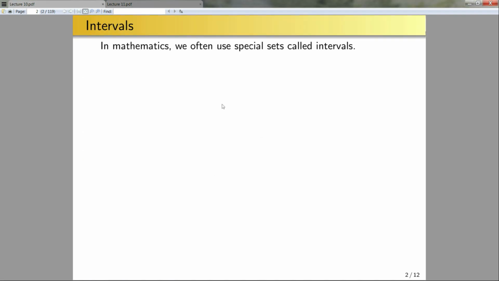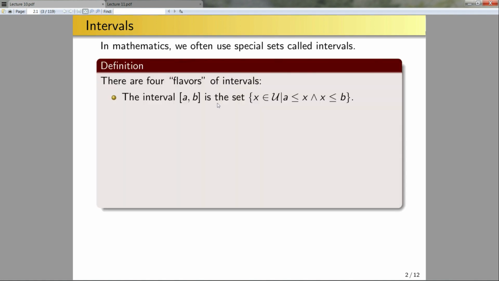So in mathematics, we often use special sets called intervals. You've used these for most of your mathematical career. So what is an interval? Well, there's four flavors of intervals, so to speak. So an interval [a, b] with square brackets is the set of all x in U such that x is greater than or equal to a and x is less than or equal to b.